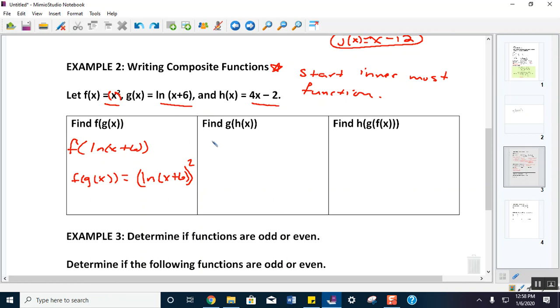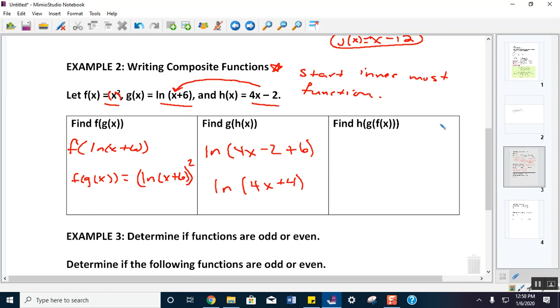Okay, so this is going to become the natural log. Do you guys agree that for g of h of x, I'm taking this 4x minus 2 and putting it in for x, right there? You guys agree there? So this is going to become the natural log of 4x minus 2 plus what? 6. Do I want to leave it that way or maybe simplify it a little bit? Simplify. So this is going to become the natural log of what now? Plus 4x plus what? 4. There you go.